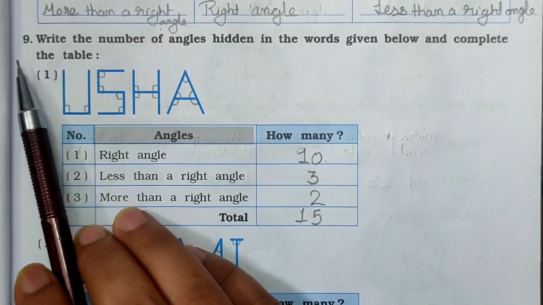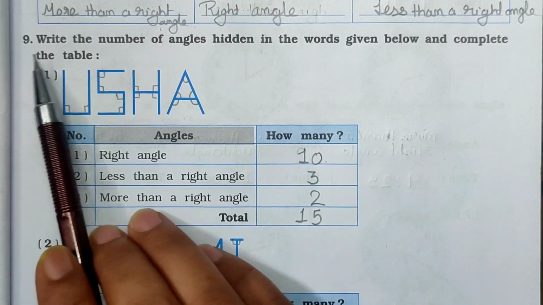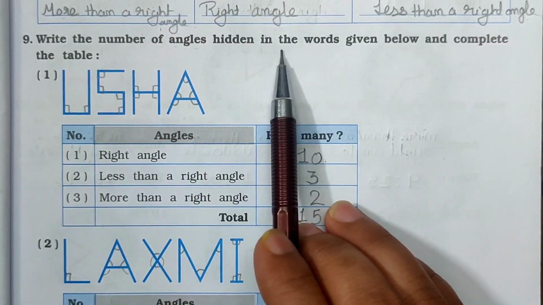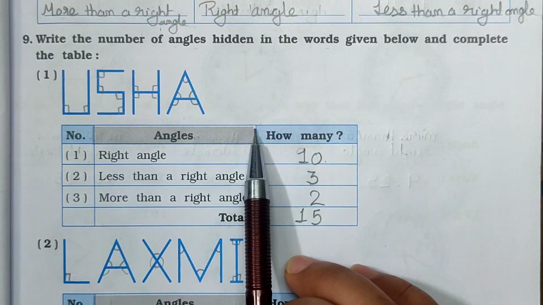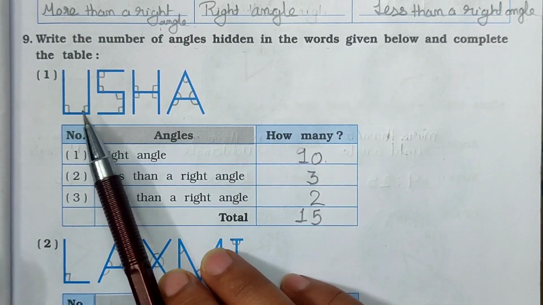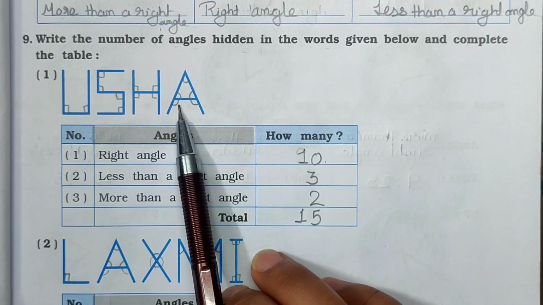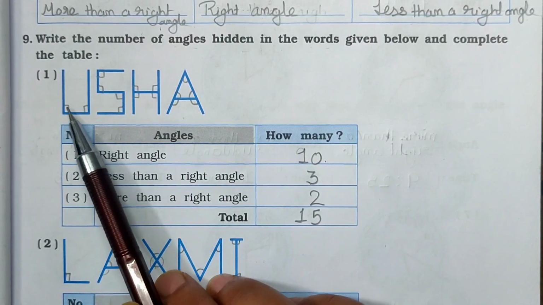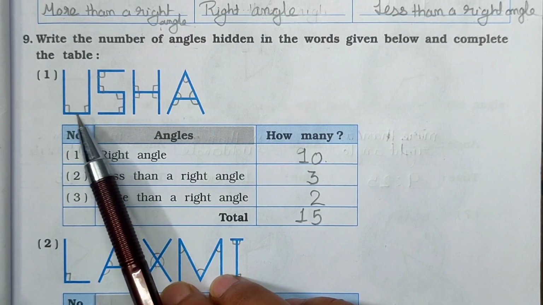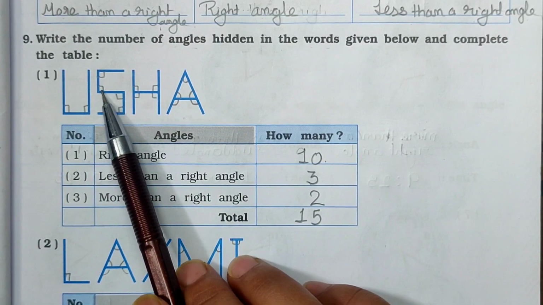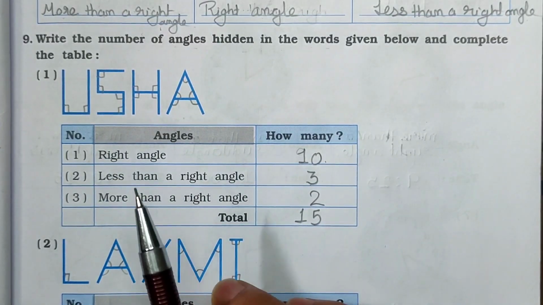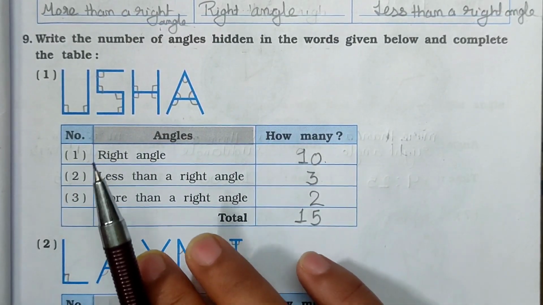First of all, read the question. Question number 9. Write the number of angles hidden in the words. Hidden in the words means, see, here the word is Usha. In this word, the angles are hidden. See here, this angle is a right angle. This angle, here also one angle is formed, here also, here also. Those angles we have to find out.